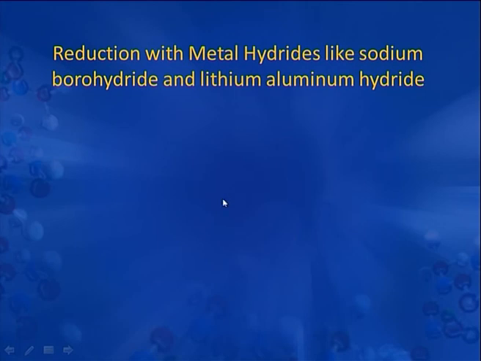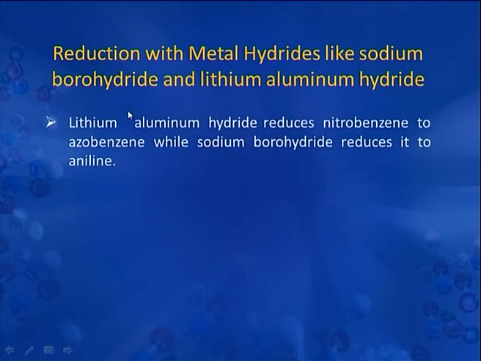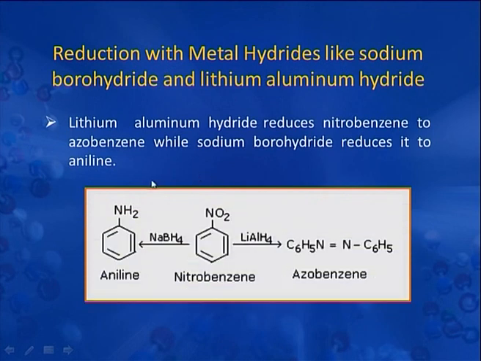Here is the reduction of nitro group with metal hydrides like sodium borohydride or lithium aluminium hydride. Lithium aluminium hydride reduces nitro group to azobenzene, while sodium borohydride reduces it to aniline. Here this is nitrobenzene. When treated with sodium borohydride it produces aniline, when treated with lithium aluminium hydride it produces azobenzene.